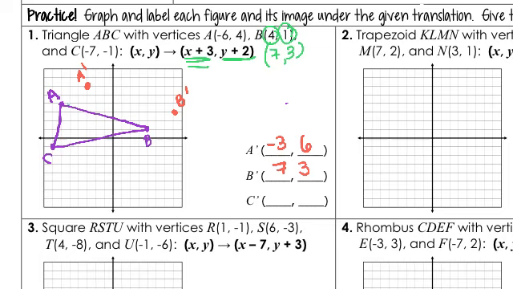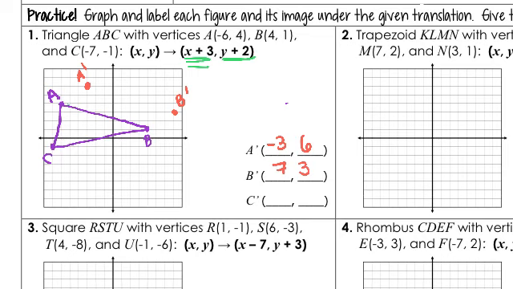And we said that 4 comma 1, the rule was add 3 to the x value, we got 7, and add 2 to the y value, we got 3, and so our new location was 7 comma 3. So that gave us B prime, and now we need to find C prime.